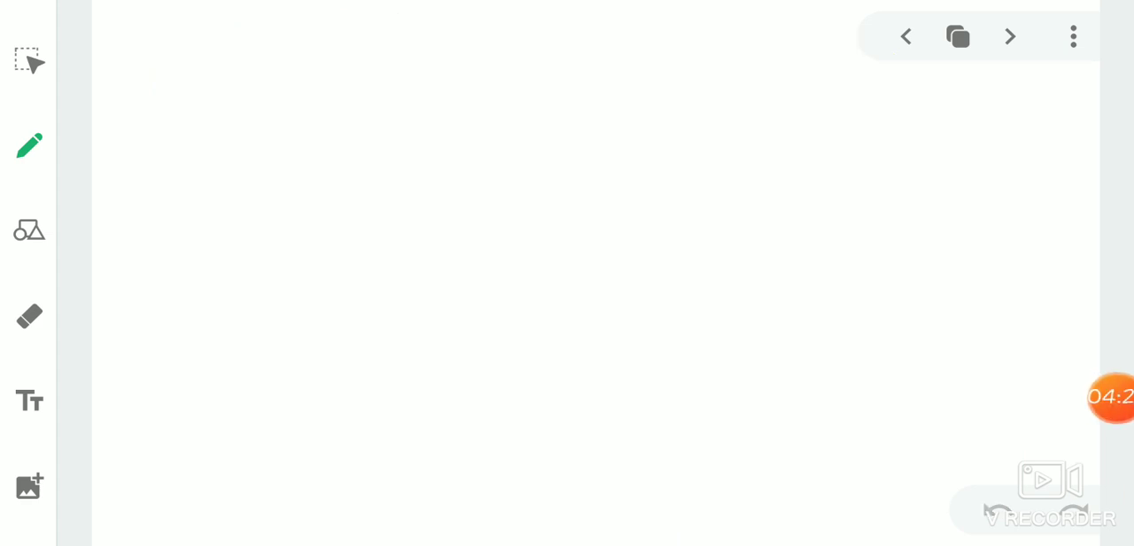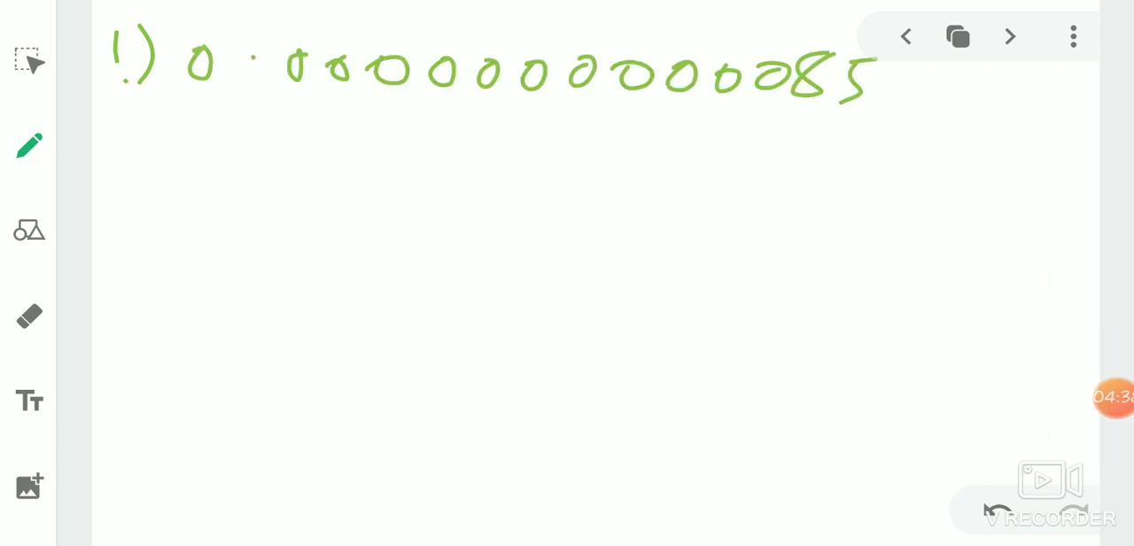Now let us see examples of how we can express numbers in standard form. We have the first example here. This is my number. I have to express this number in standard form. What I told you, that after the decimal I should have at least one digit. So my point is here, I have to shift this point here. So I can write 8.5.